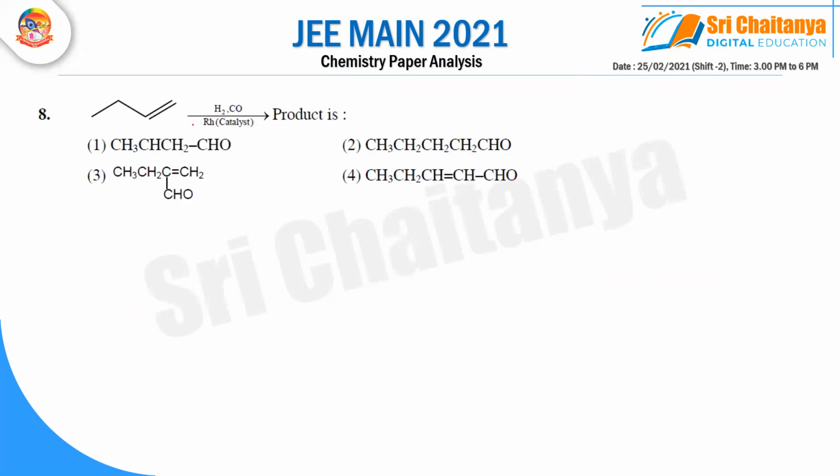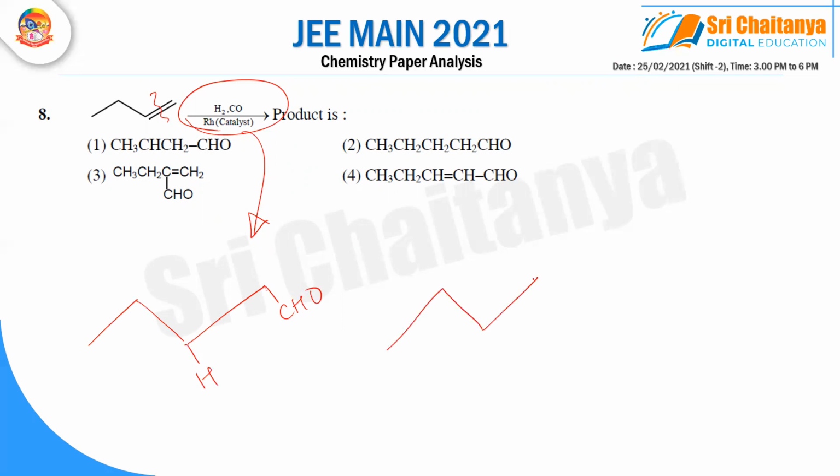Next we have the oxo process. So this is a catalyst here, H2/CO. This is called the oxo process, also called hydroformylation. You break the pi bond here, and on one side you add CHO and on the other side you add hydrogen. Now this can be done in one more way: on one side you add H and on the other side you add CHO. Now this product is the major product, and this one is the minor product. So as we can see here, the most appropriate option is number 2.